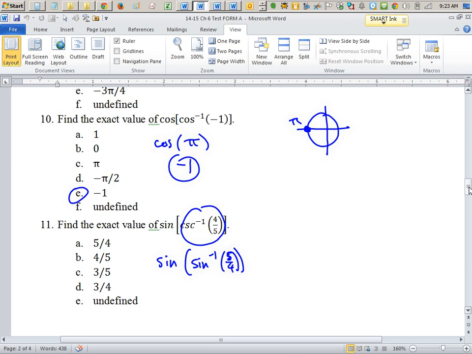Can sine be 5/4? No. In fact, cosecant can't be 4/5. Remember, this makes no sense. How can r over y be 4/5? R is supposed to be the longest side of the triangle. How can you have a triangle whose hypotenuse is 4, the y is 5? It makes no sense.